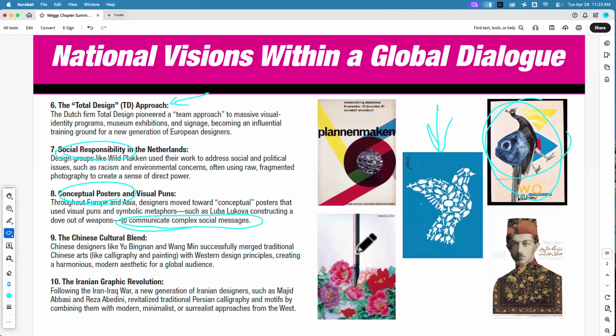Everybody's opening their doors. Everybody's seeing what everybody's doing. You don't have to travel to that country to see it and buy it and bring it home. We're just sending pictures. We're starting to send pictures and share, and things are crossing borders and opening up. And then, same with the Iranian graphic revolution.